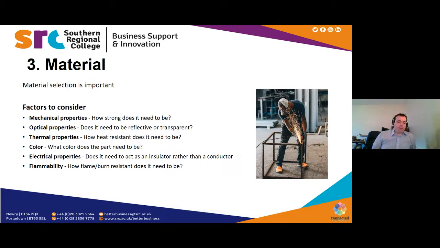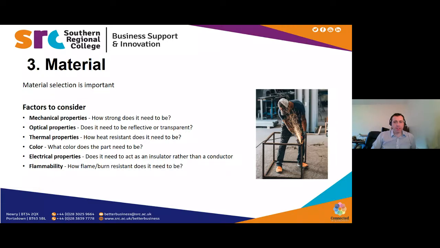If we were putting together a toaster or a kettle or a teacup or any other thing, there are other factors I've noted here that would apply, like thermal properties and electrical properties.